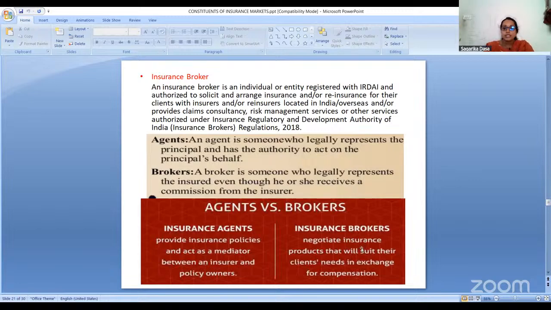Insurance broker negotiates the insurance products that will suit their clients' needs in exchange for compensation. సే ఫర్ ఎగ్జాంపుల్ ఇప్పుడు మనకి ఏ పాలసీ తీసుకోవాలో మనకు ఐడియా లేదు, మనకి ఇన్సూరెన్స్ గురించి అసలు క్లారిటీ లేదు, కానీ ఇన్సూరెన్స్ ప్రొడక్ట్ తీసుకోవాలి అని అనుకుంటున్నప్పుడు we cannot go to the agent, we have to go to the broker, because broker will think from the policy holder's perspective, not from the insurance company perspective, whereas insurance agent thinks from the insurance company's perspective, not from the policy holder's perspective. So these are the basic differentiations which we can see between the insurance agents and insurance brokers.